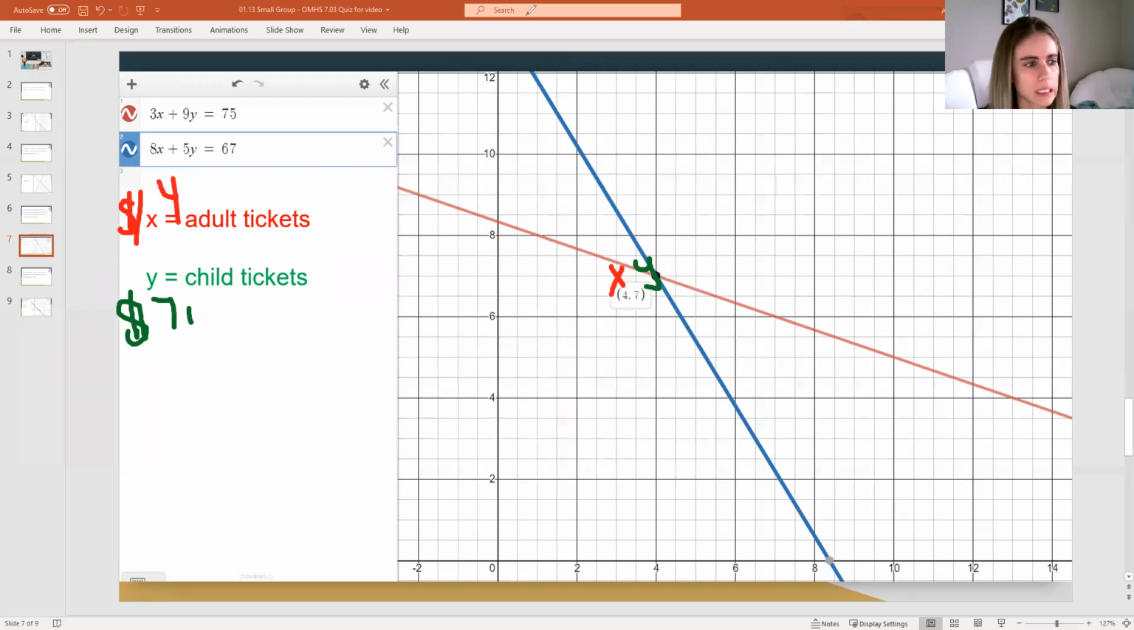Now, in looking at this, that doesn't really make sense because usually child tickets are cheaper than adult. So I will make a note to change that for next year. Oops. But hey, life happens. All right, guys, we have one more.